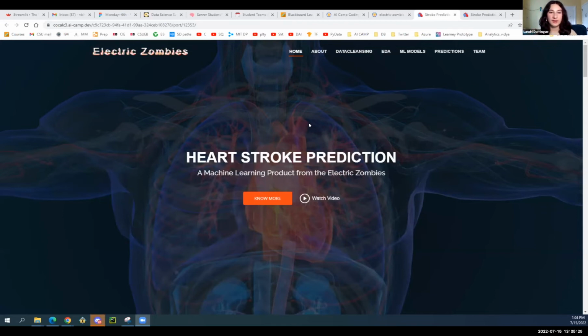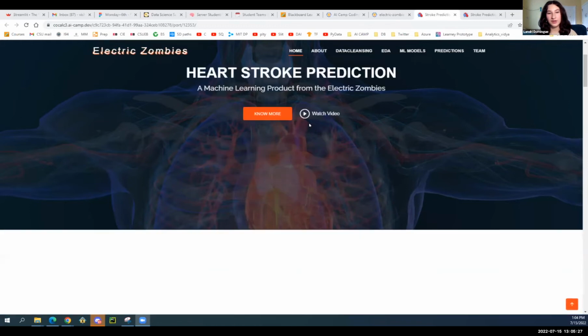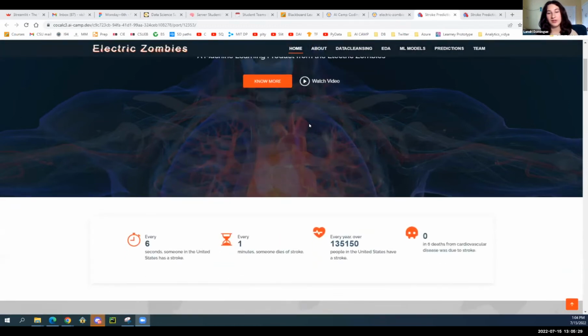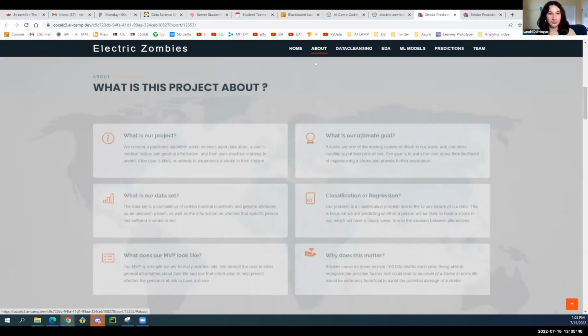Every 40 seconds, someone in the United States has a stroke, and every 4 minutes, someone dies of a stroke. Each year, over 795,000 people in the United States have a stroke, with 1 in 6 deaths from cardiovascular disease being due to stroke. Wouldn't it be great if we were somehow able to predict someone's likelihood of having a stroke and that way reduce the risk? Well, with our project, we can.